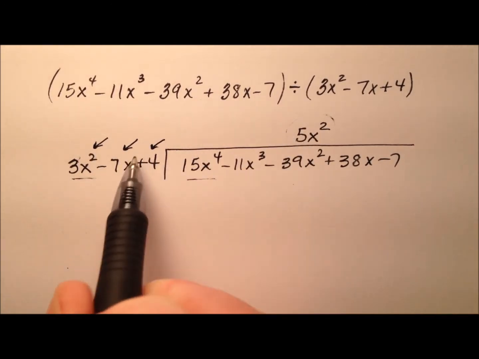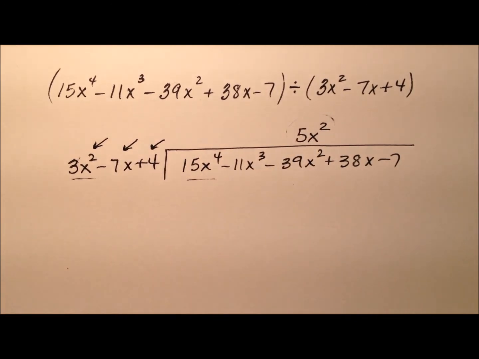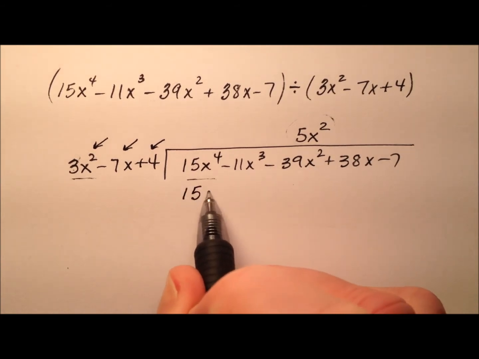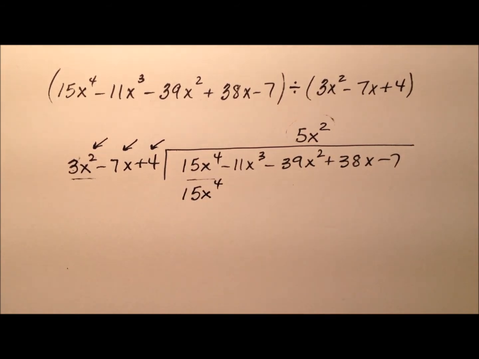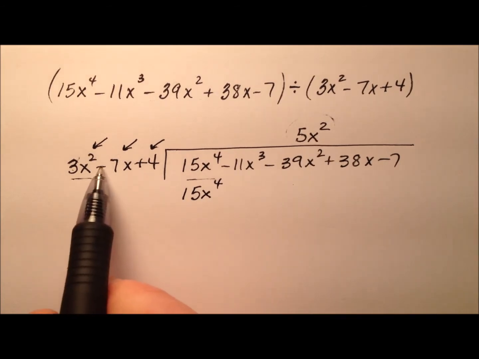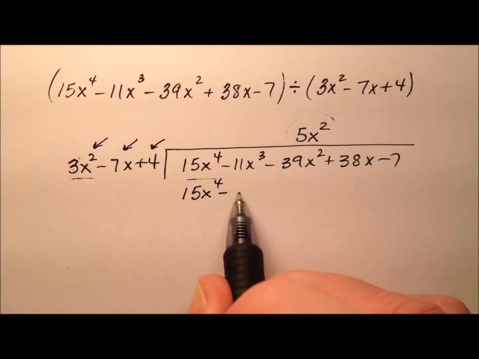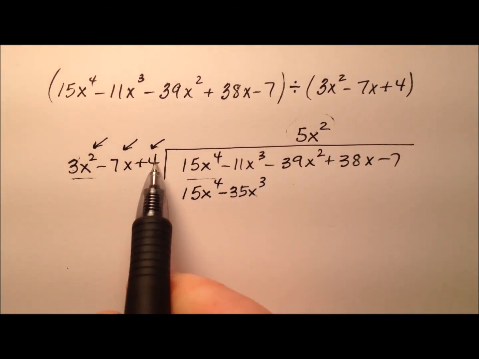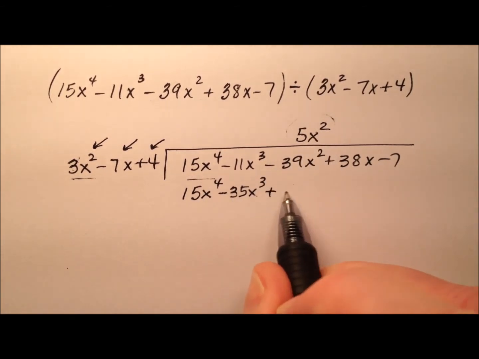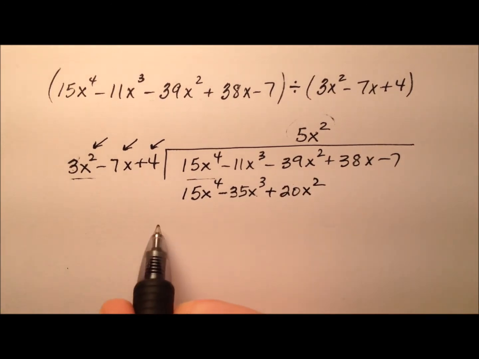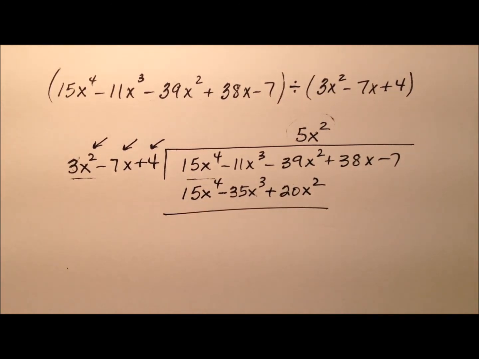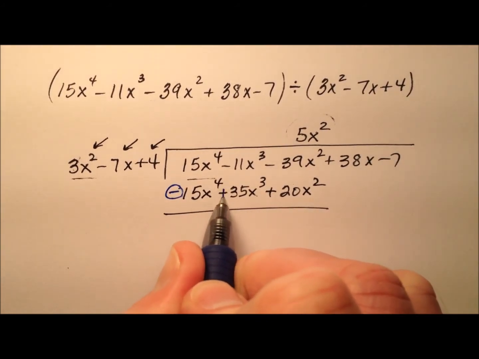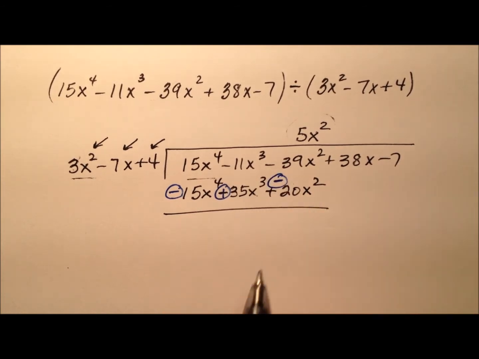So I'm going to distribute it across all 3 of these terms. I start with 15x to the fourth, and I write that here because, once again, those are the like terms. And then 5x squared times negative 7x gives me negative 35x cubed. And finally, 4 times that is positive 20x squared. Okay, so all 3 terms. And then, because we need to subtract now, I'm going to change all the signs here and add.